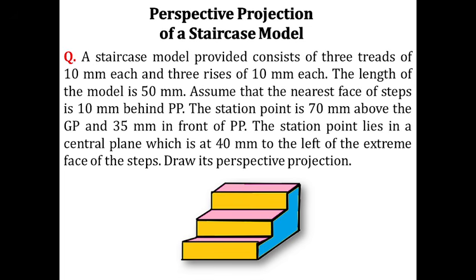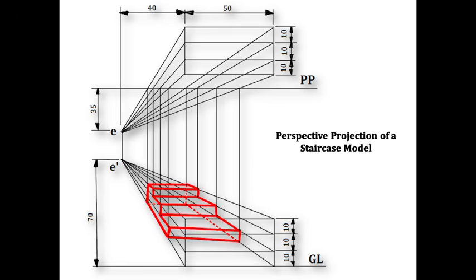It also lies in a central plane that is 40 millimeters to the left of the extreme face of the staircase. Using these given dimensions and positions, we need to draw the perspective projection of the staircase model by the visual ray method. In the next slides, we will see the construction procedure and the completed perspective view of this staircase model. Next slide. Perspective projection of a staircase model, completed solution.